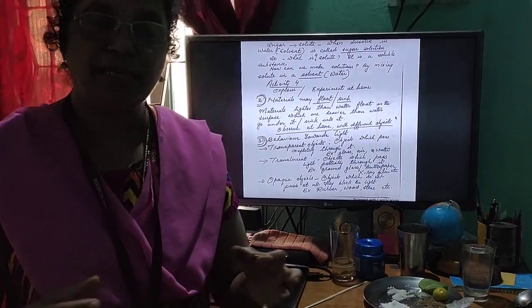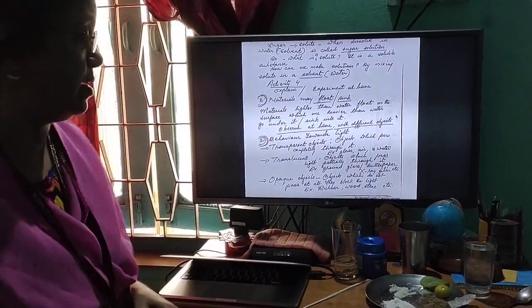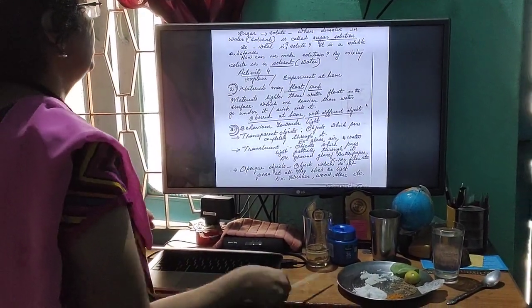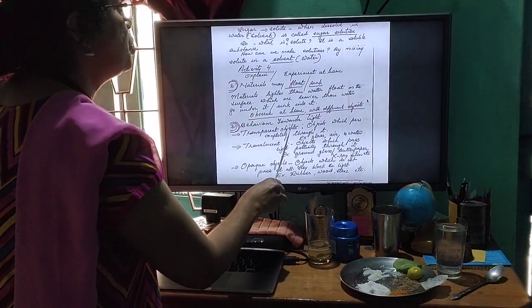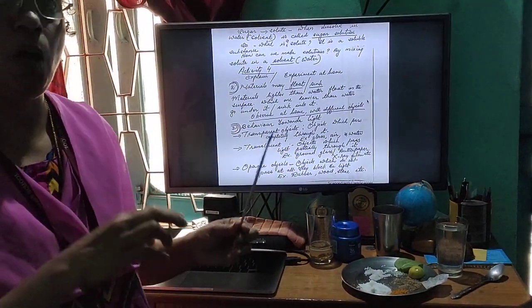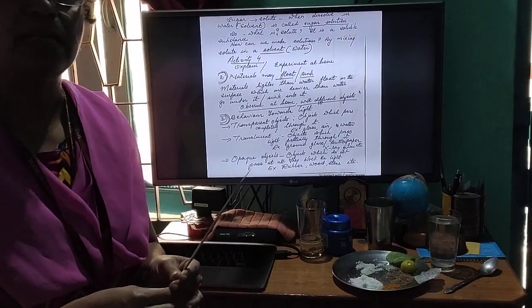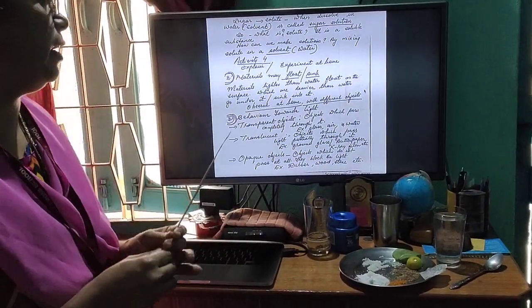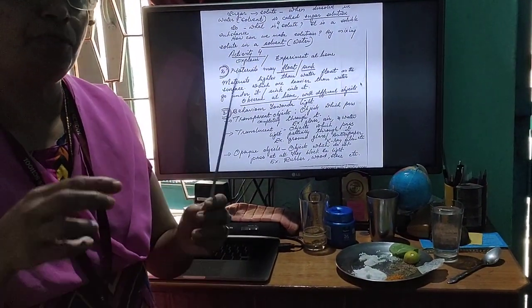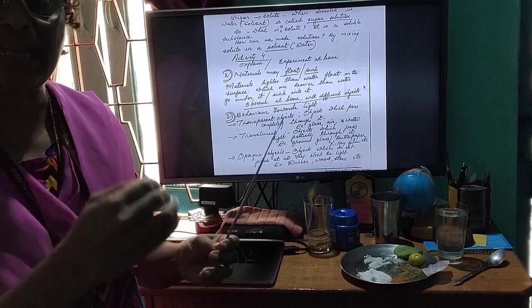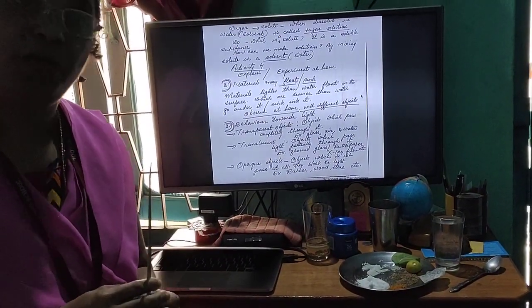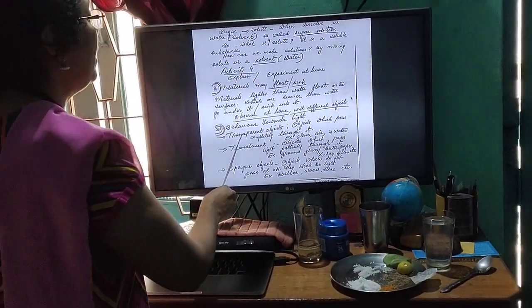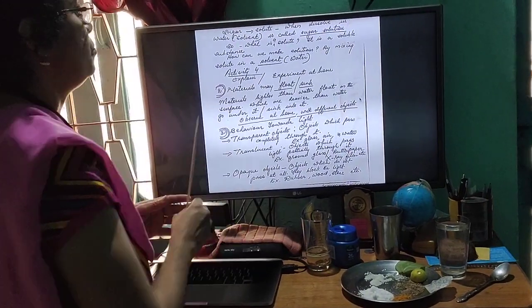Okay children, in today's class, let us see the next property, that is behavior towards light. That means how do different materials behave in presence of light. On the basis of this behavior, materials can be classified into three groups. The first group is transparent objects.